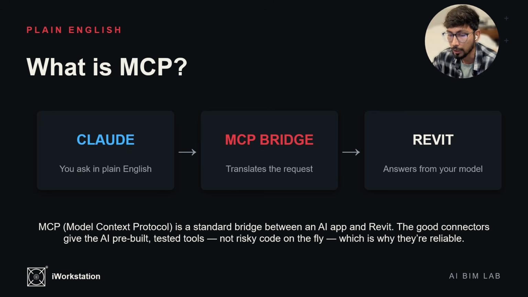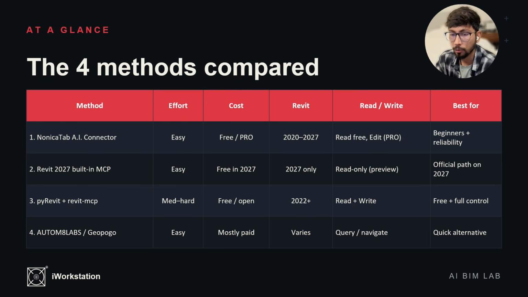All 4 methods today use the same idea. They just install the bridge differently. Here's the whole picture. If you just want the least hassle, method 1. If you are on Revit 2027, method 2 is the official one. If you want it free with full power and don't mind some setup, method 3. That's what I personally run. Screenshot this. Now let me walk you through each of them step by step.